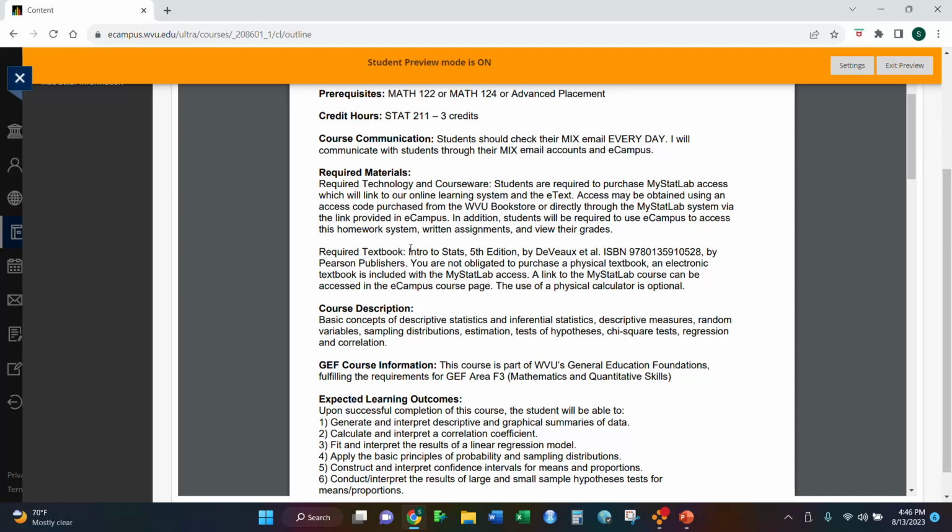Required textbook is, at this time, the Intro to Stats, 5th edition. We have the ISBN number. Everything in this course is purely electronic. You do not have to purchase a physical textbook. If you want to purchase one, there are options. I will say that it does cost more, but the option is available.